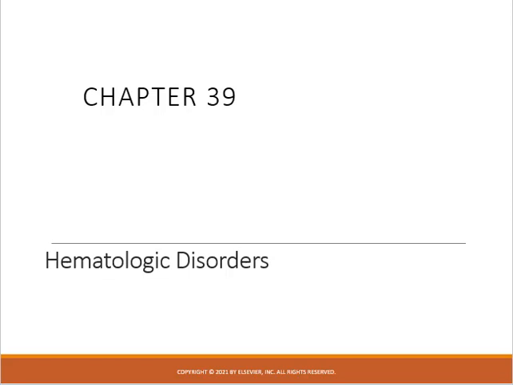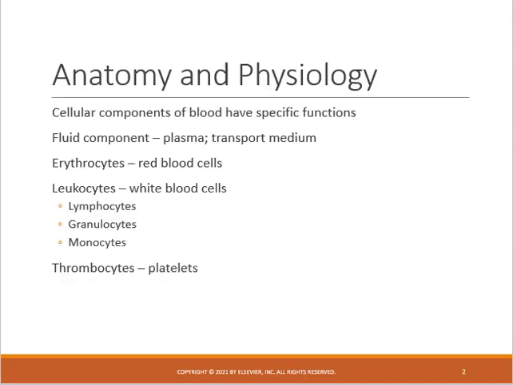Welcome back, everyone. We're going to talk next about Chapter 39, Hematological Disorders. The hematologic system is a huge organ that flows through the entire body and delivers nutrients and elements to the tissues. We're going to talk a little bit about the cells that make up the hematological system, and then conditions that can happen if there are variations in those cells.